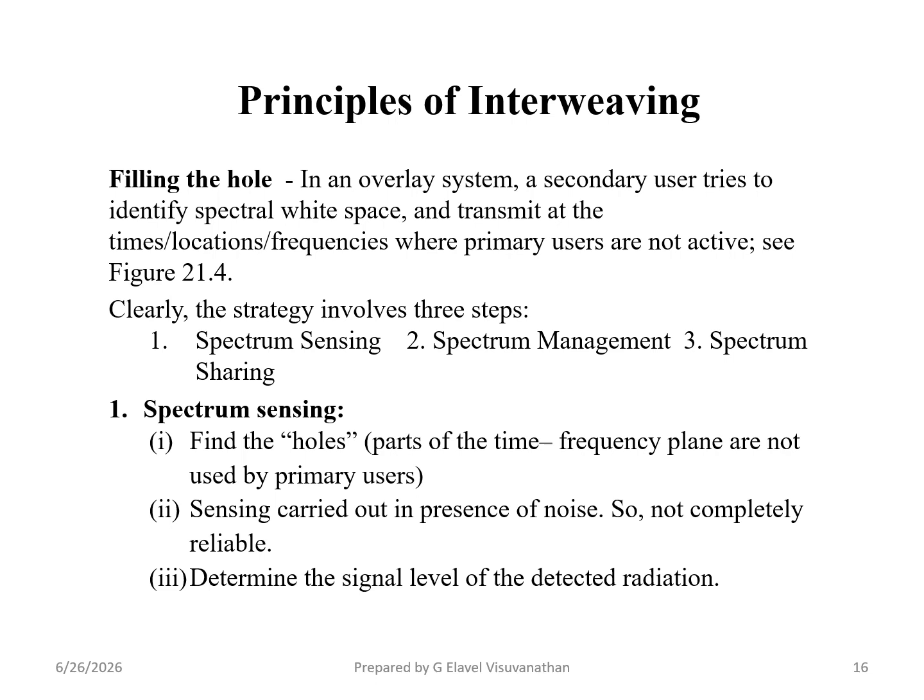Spectrum sensing, finding the hole. Sensing is carried out in the presence of noise, so it is not completely reliable. Then determine the signal level of the detected radiation. So that was the thing. Holes mean unused ones. Sensing is going to be carried out in the presence of noise. And then here we are going to determine the signal level also.